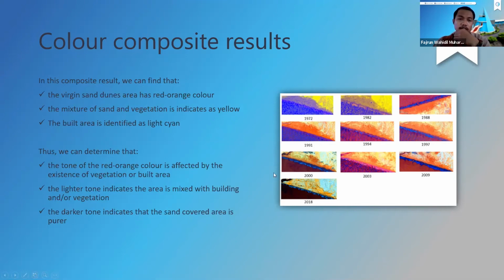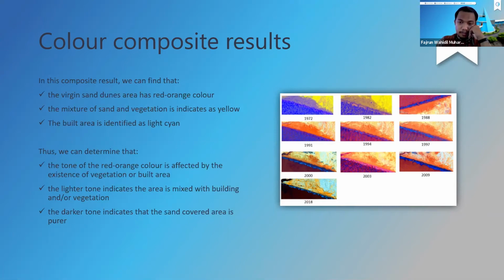Thus, we can determine that the tone of the red-orange color is affected by the existence of vegetation and built-up area. The lighter tone indicates that the area is mixed between building and/or vegetation, and the darker tone indicates that the sand-covered area is purer.